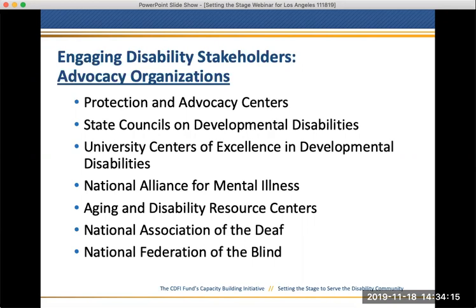University centers of excellence in developmental disabilities. These are entities like the one I work for, which is all about inclusion and promoting systems change and cutting edge work for people with disabilities. National Alliance for Mental Illness. This is a national organization that has state chapters that are promoting access and supports for mental health and behavioral health treatment. Aging and Disability Resource Centers, and the two other organizations mentioned here we've already mentioned, but these are all really strong advocacy organizations that are all about protecting rights, but also pushing the envelope and advancing systems change for people. Next slide, please.